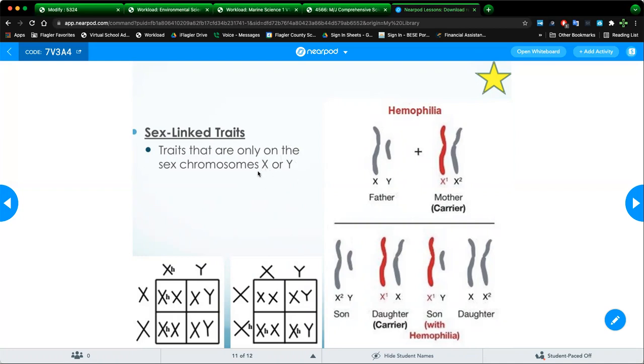So they're going to affect individuals differently. Something like color blindness or hemophilia is going to affect males more, because males have a Y chromosome and females have two X chromosomes.